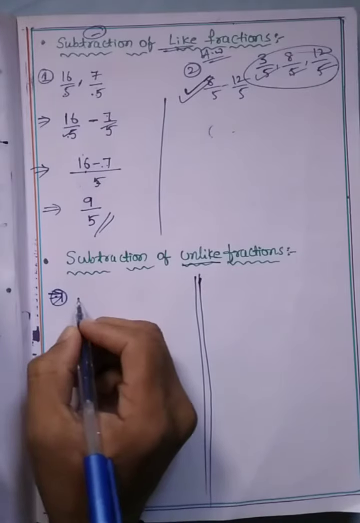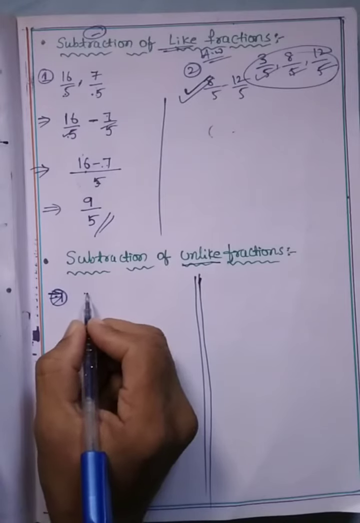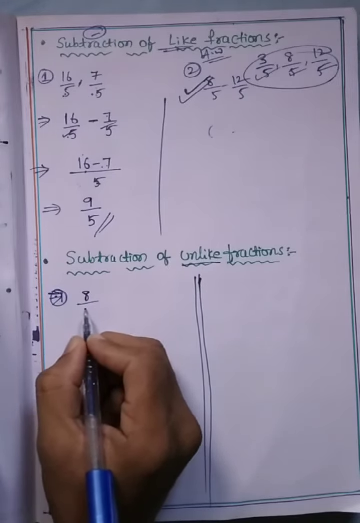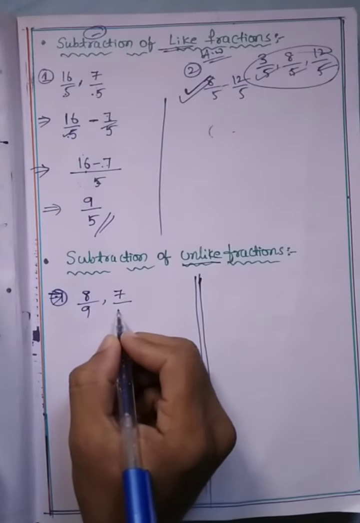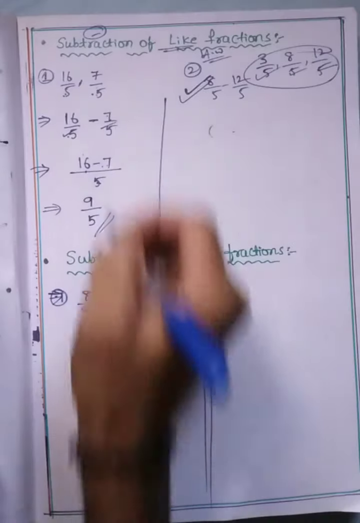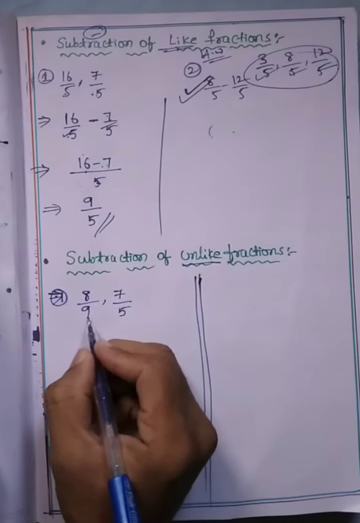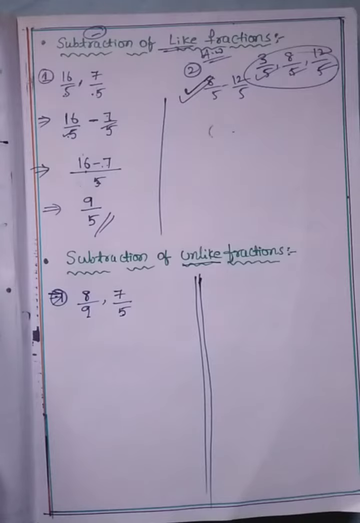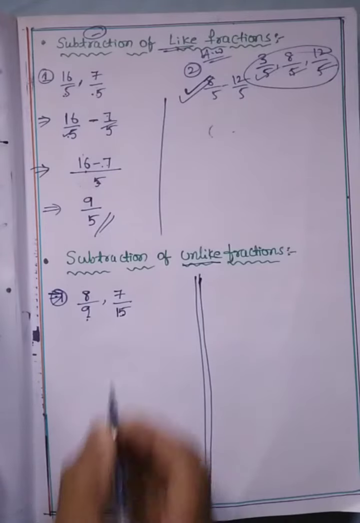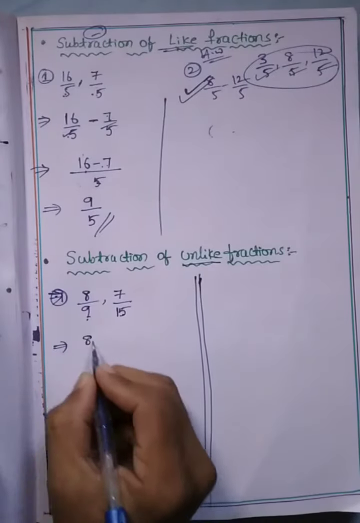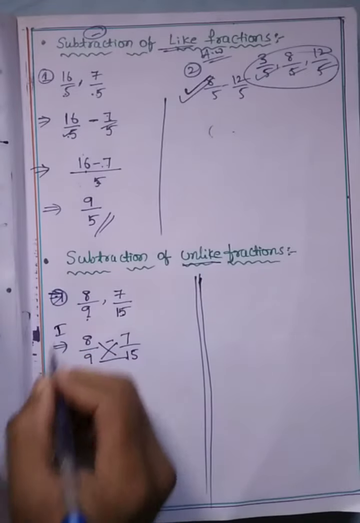Now I am going to take two fractions here. One is 8 by 9, and the second one is 7 by 5. Just observe the denominators. Both the denominators are different. Otherwise, take 7 by 15. Now, both the denominators are different. So, what can you do? Now, subtract 8 by 9 minus 7 by 15 by using the cross multiplication method.